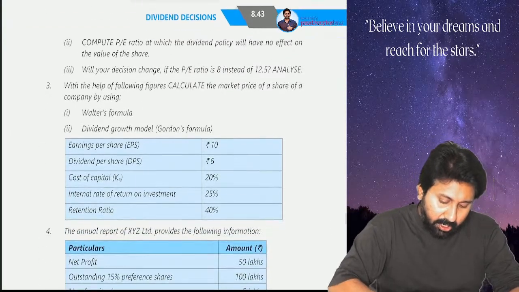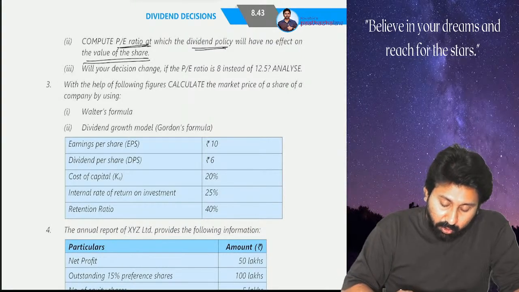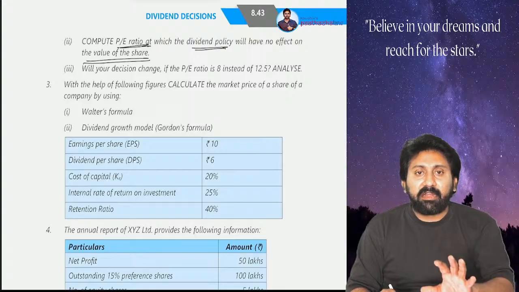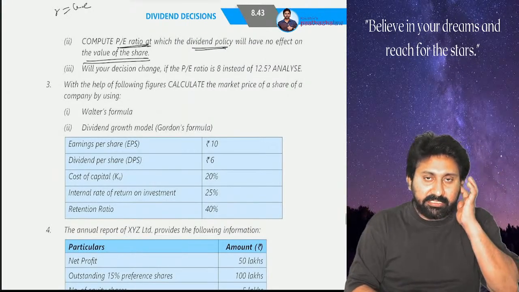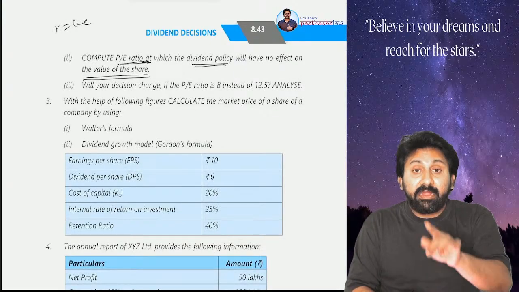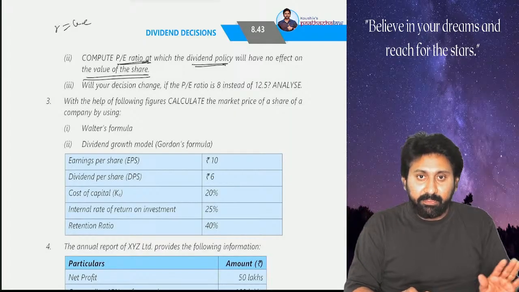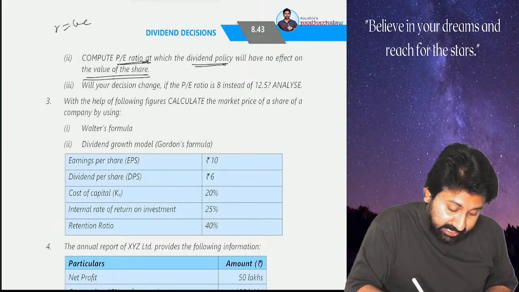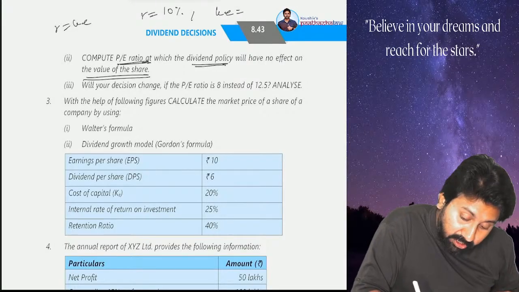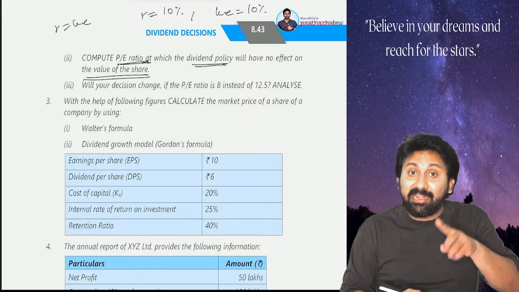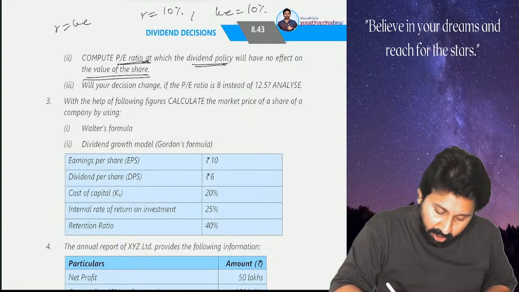Okay. Next. Compute the PE ratio at which dividend policy will have no effect on the value of the share. The dividend decision will not impact the value when R is equal to KE. If R is equal to KE, whether you declare dividend or not, the price of the share will not get affected. He is asking, R is how much? R is 10%. So KE also should be 10%. If R and KE are 10%, then R by KE cancels out. Okay. How will the formula be?